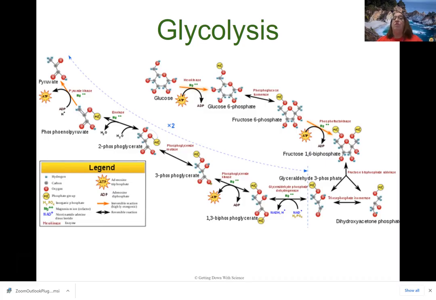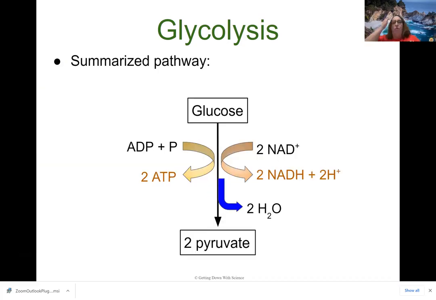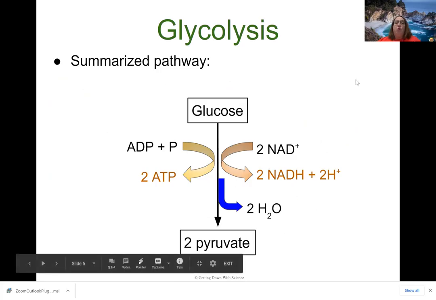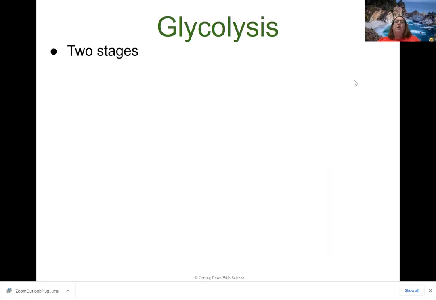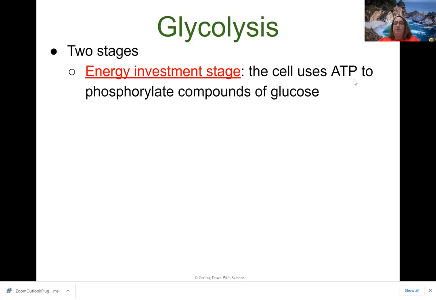Do you have to know every single one of these little steps? Absolutely not. We focus on the big picture. Glucose goes in. We get 2 ATP, 2 NADH, and 2 waters, and 2 pyruvate molecules. But here's the thing you've got to remember when it comes to glycolysis. Think about that bowl of sugar. It just sits there until we get some sort of energy input.